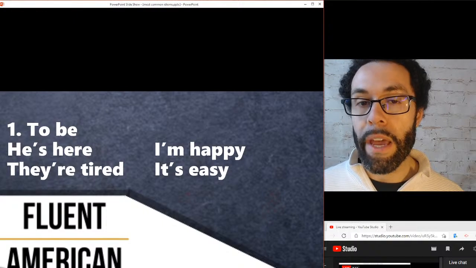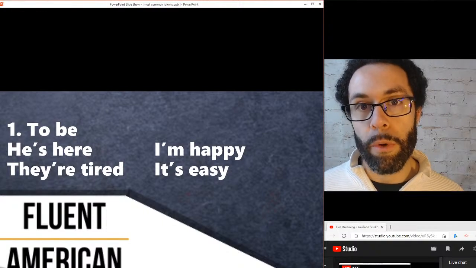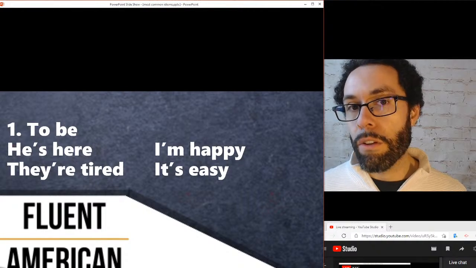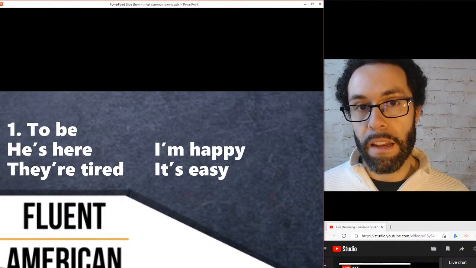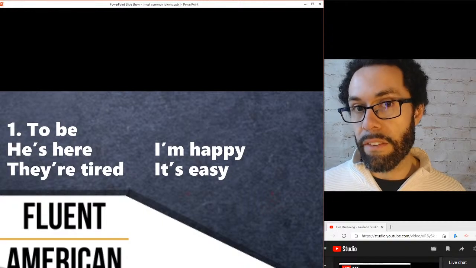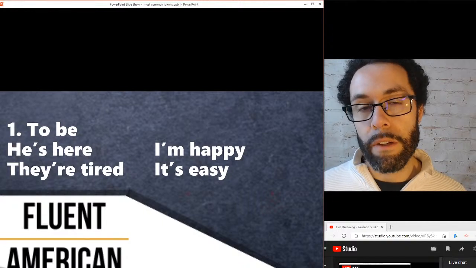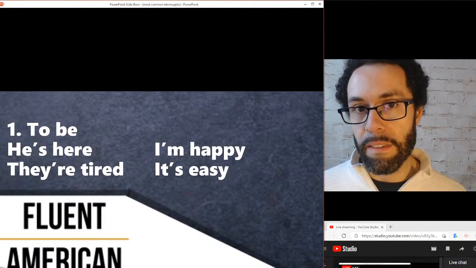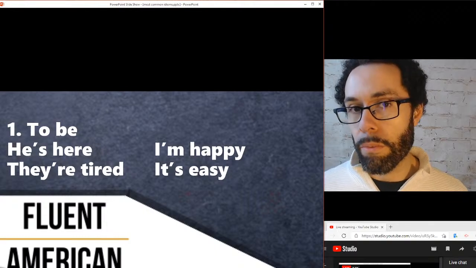There's nothing wrong with that. But if it's getting reduced more, it's probably going to sound more like it's easy, just kind of holding that ts. Notice also the linking, with it's ending on that ts sound and easy starting with a vowel, so they're going to join together. It's easy. It's going to sound like seezy. Let's read those again one more time.